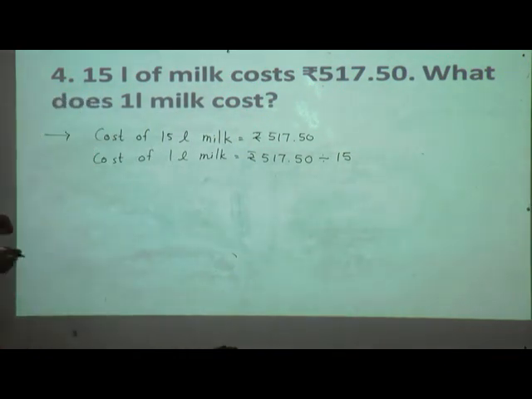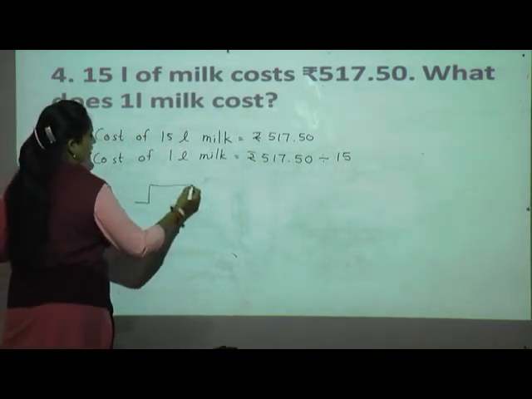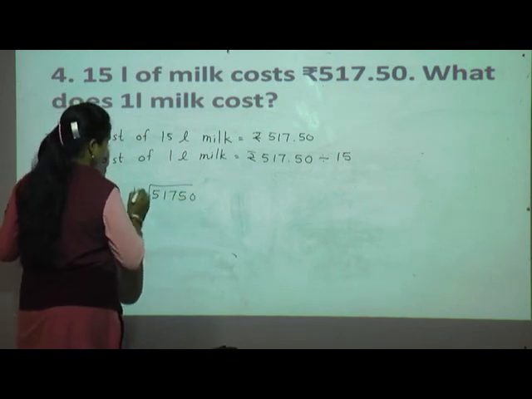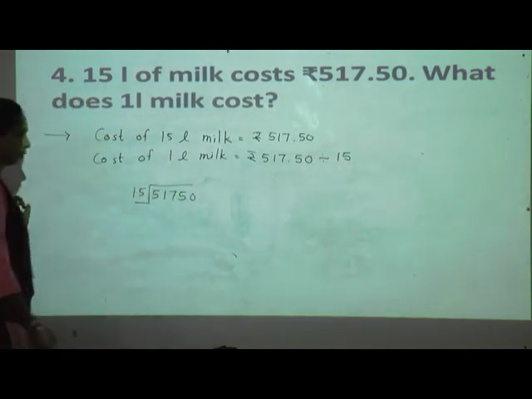Now the decimal point is there. Do you remember? In division of decimals, we have to remove the decimal point and divide as an ordinary number. So I will do in the same way. I will remove the decimal point and divide like an ordinary number.